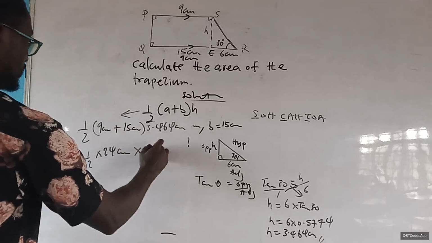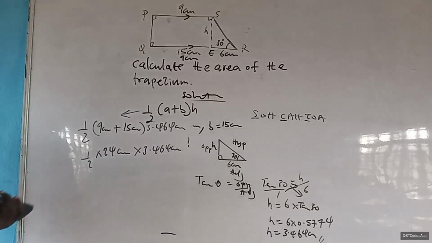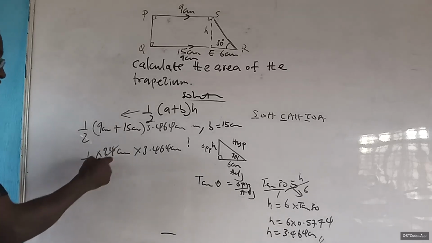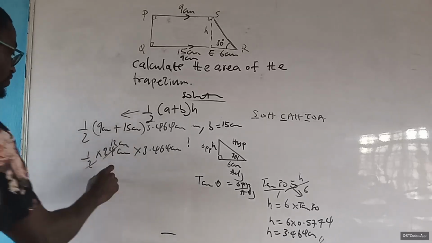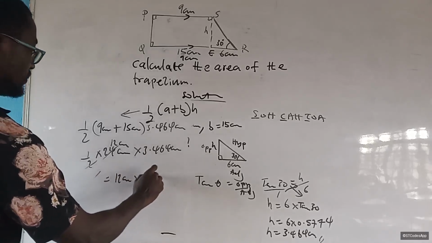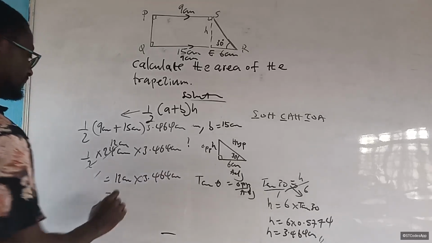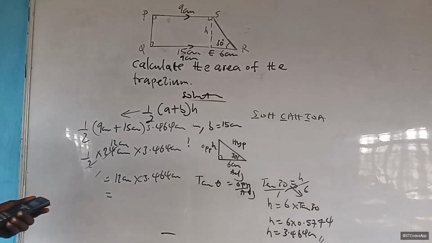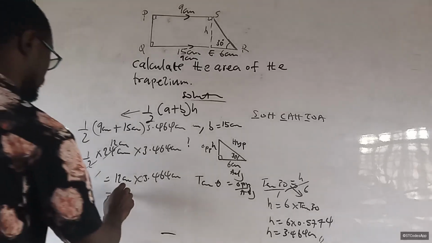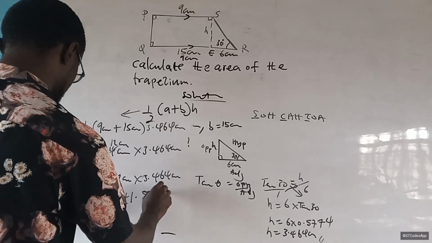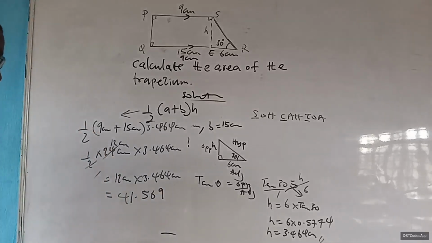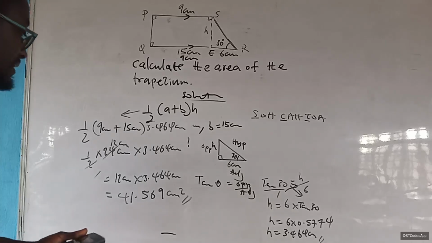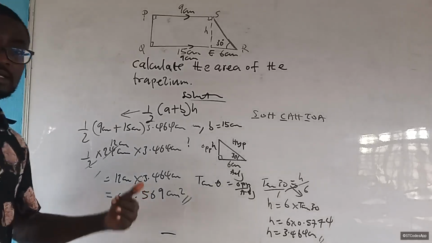Then multiply by 3.464 centimeters. We notice that this one is common, okay? That means 2 is common to 24. 2 here, 1. 2 in 24 gives us 12 centimeters, right? So we are left with 12 centimeters multiplied by 3.464 centimeters. Now, let's multiply this out, okay? Multiply by 12. We have that as 41.569, okay? So let's do it in 3 decimal places, and that will be what? Centimeters what? Squared, okay? So the final answer for this is 41.569 centimeters squared.